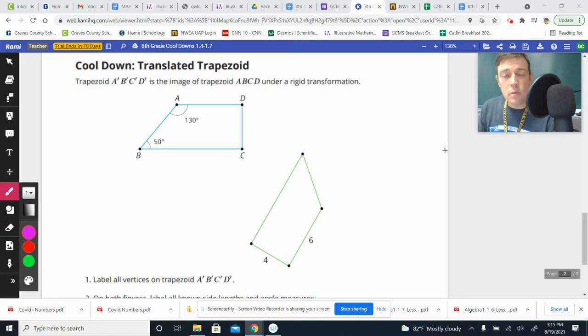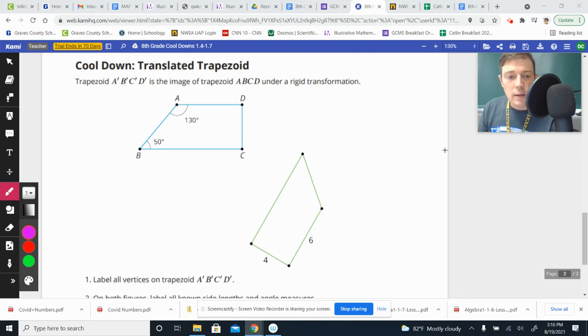Hey guys, Catlin here with your 8th grade math cooldown for the last lesson of this week, translating this trapezoid that we have here. We're going to take trapezoid A prime, B prime, C prime, D prime, and create it from trapezoid ABCD, which is here in blue.